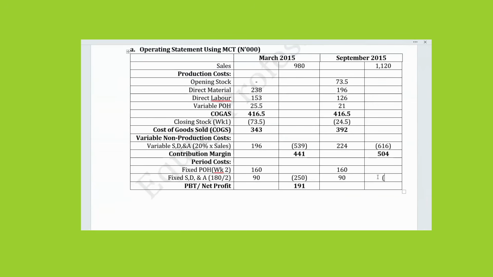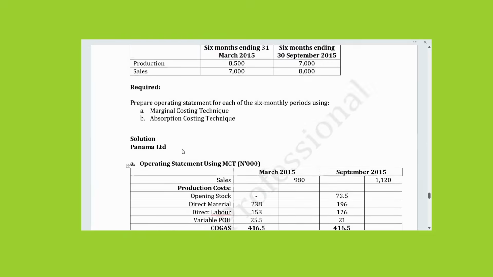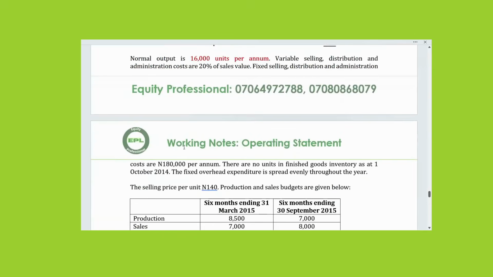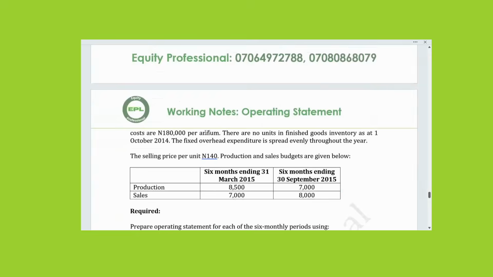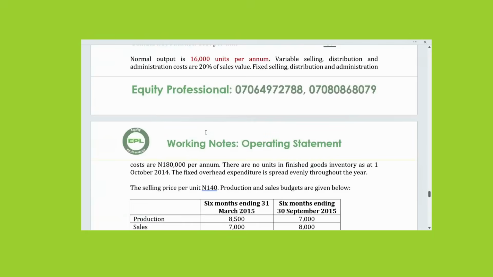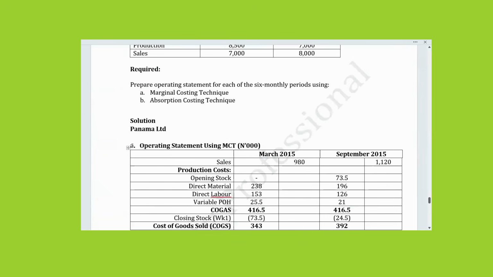So 504 minus 250. What do you have? 254. That's it. It's no more than this. So let's solve for the last one, which is to solve using the absorption costing technique. Okay, let me copy the one we have before, or let me just use this one.